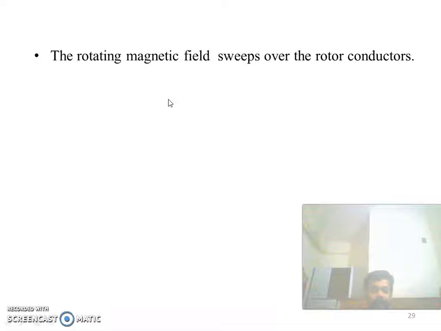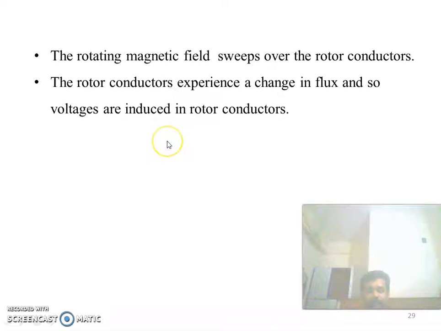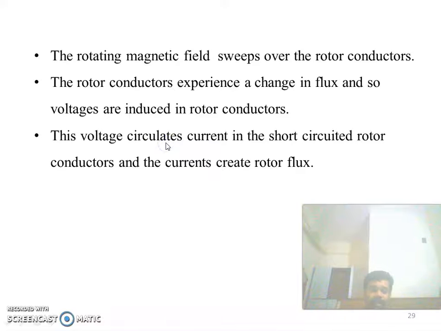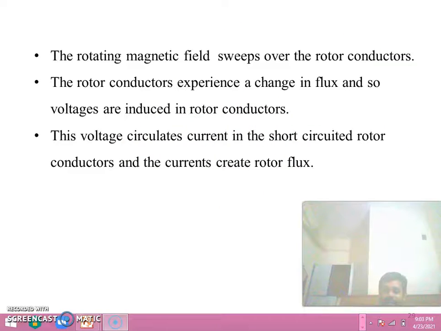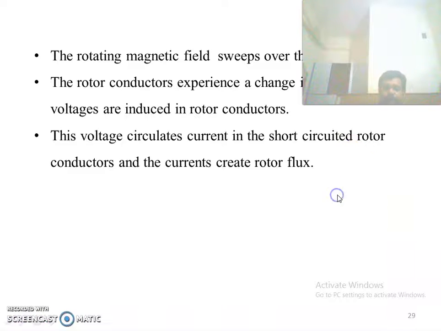The rotating magnetic field sweeps over the rotor conductors. The rotor conductors experience a change in flux, so voltage is induced in the rotor conductors. You know, whenever there is a change in flux, EMF will be induced. EMF is nothing but the voltage. So this voltage circulates current in the short circuited rotor conductors, and the current creates rotor flux.